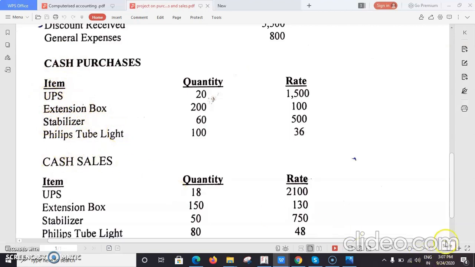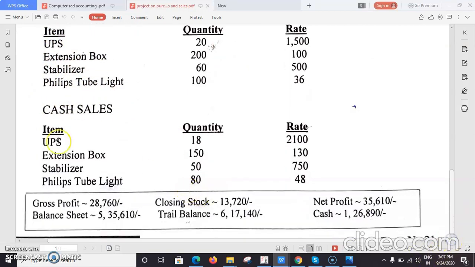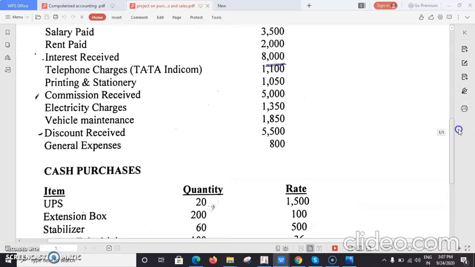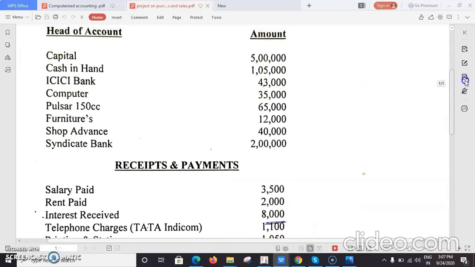And in sales, again the same thing: he's selling. Purchased 20, sold 18. The rate is 1500 here, and 2100 is the sales rate. All these things we have to enter in Tally. So first we have to create all the necessary ledgers.